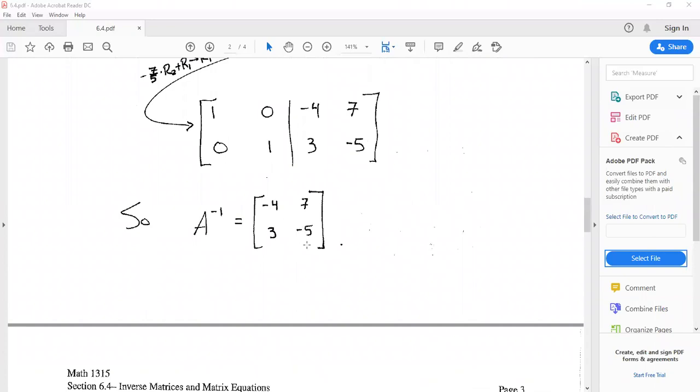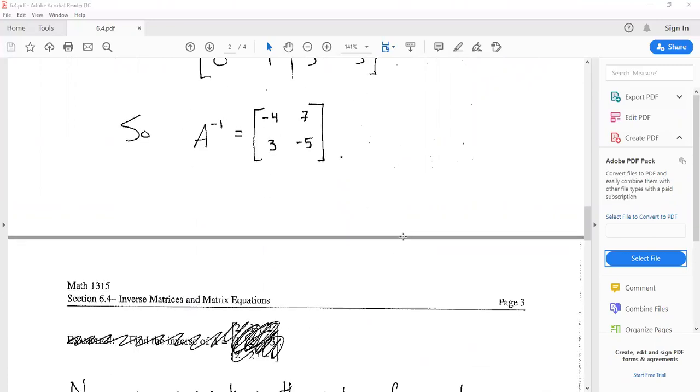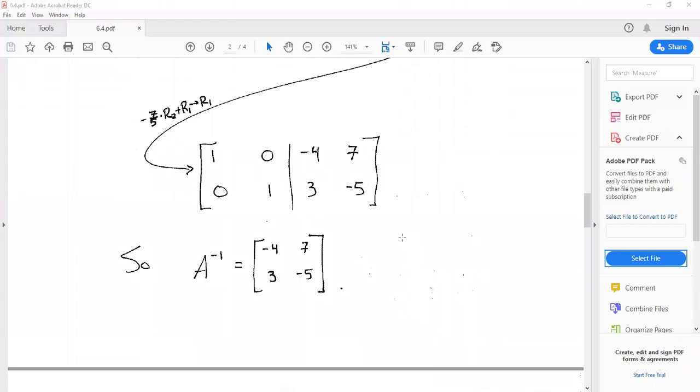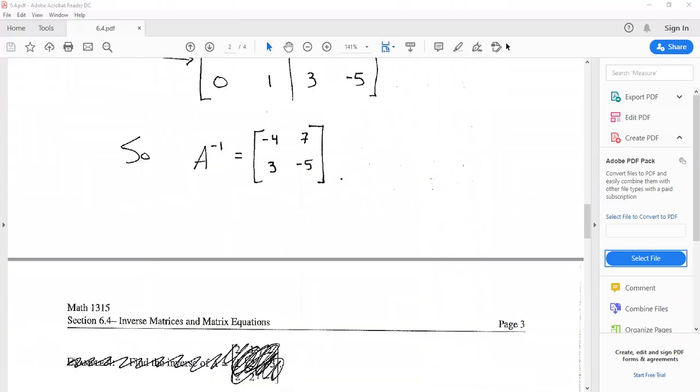Well, there's something a little bit deeper going on there, or maybe not deeper, but quicker, that we will discuss in the next video. So we'll see you then.